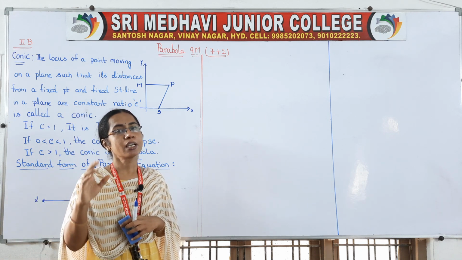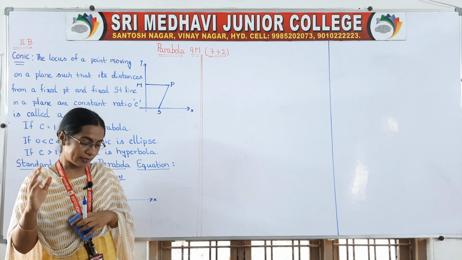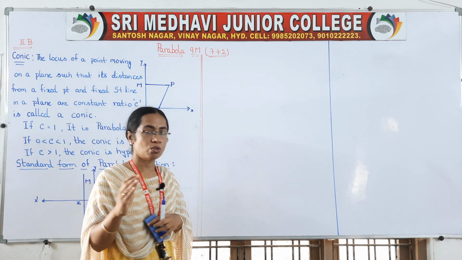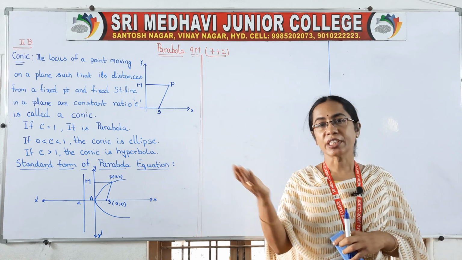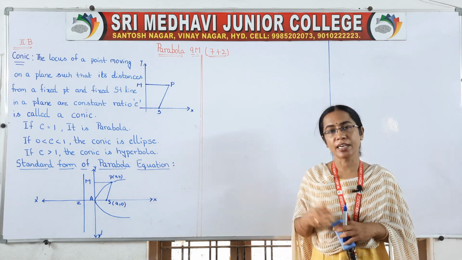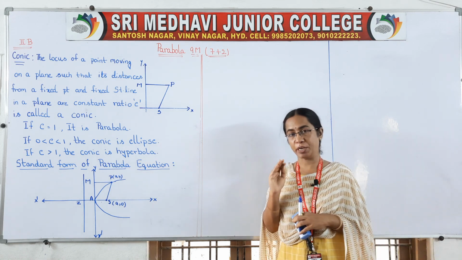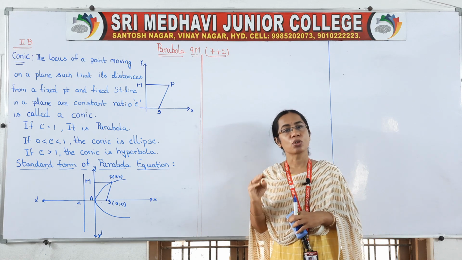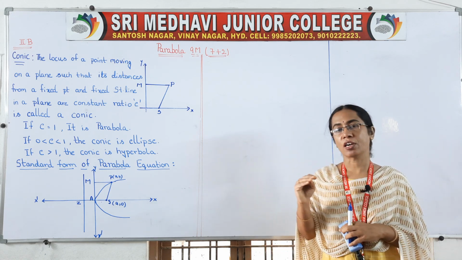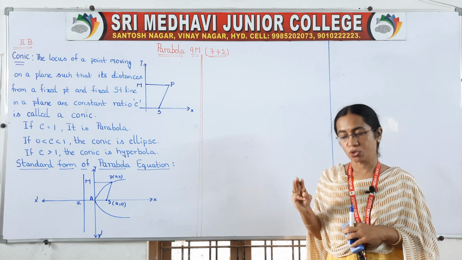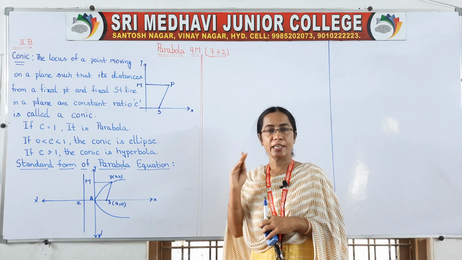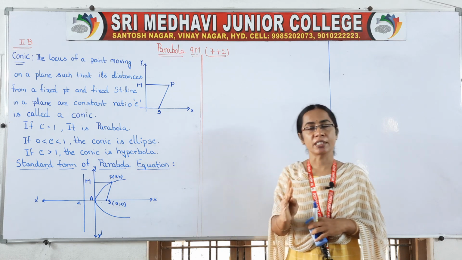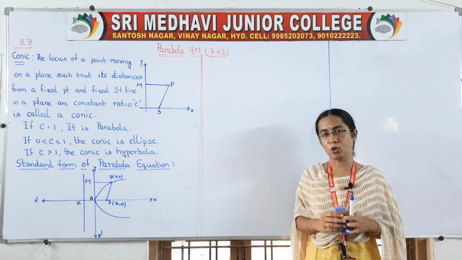Once again, conic means cone, section means cutting. So if we cut the cone with a plane at different angles, we will get different shapes. Those shapes are called conic sections. So we are going to get three shapes. One is parabola, second one is ellipse, and the third one is hyperbola.